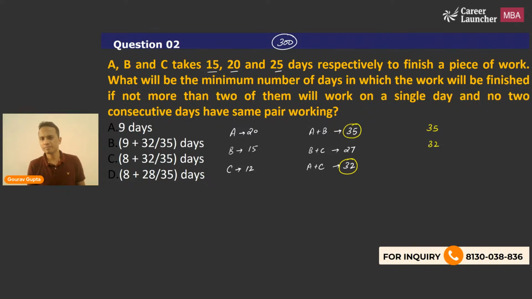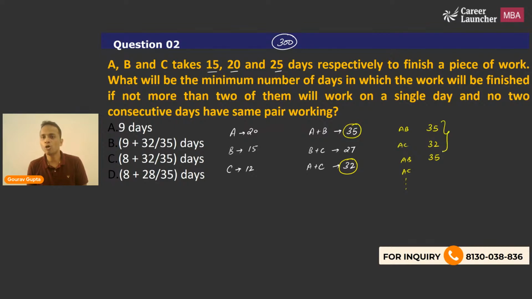Now, what about the third day? Since they are saying that we'll have to use different pairs on consecutive days, and they have not mentioned that we have to utilize all the three pairs, in order to take care of the condition, on the third day, I can give the work to A and B and 35 units of work will be done. So first of all, AB, then AC, then AB, then AC, and so on. They'll keep working like this. Okay, right? So AB, AC, AB, AC, these pairs will work on alternate days.